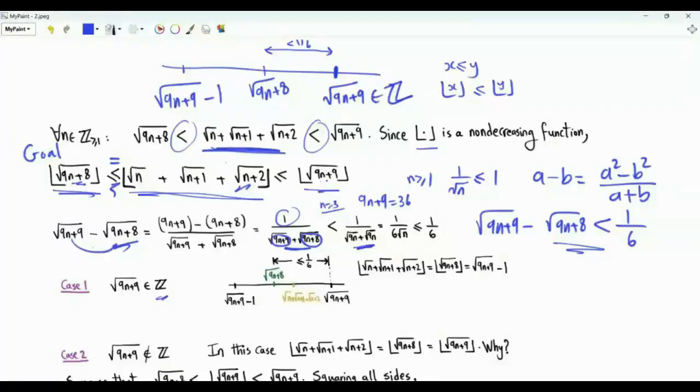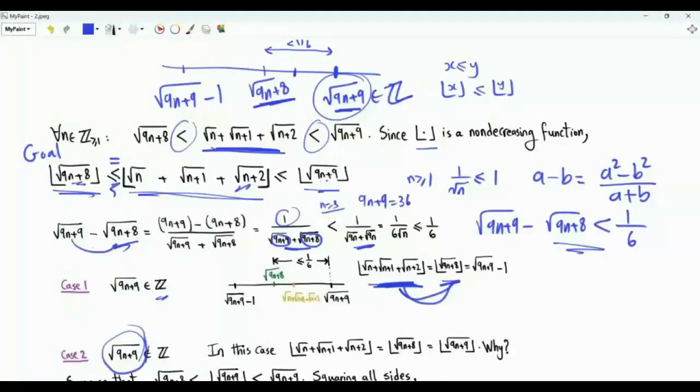Where is the sum of the three square roots? It is somewhere here between these two numbers. Our conclusion is that the floor of the sum of the three square roots is equal to the floor of the square root of 9n plus 8. These two floors are equal to this integer here, the square root of 9n plus 9 minus 1.